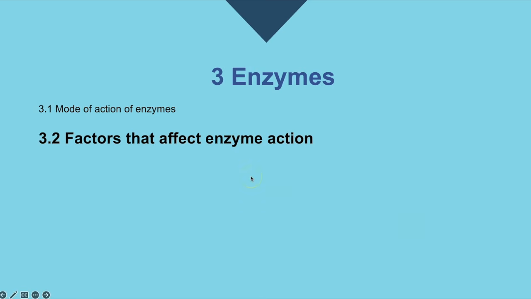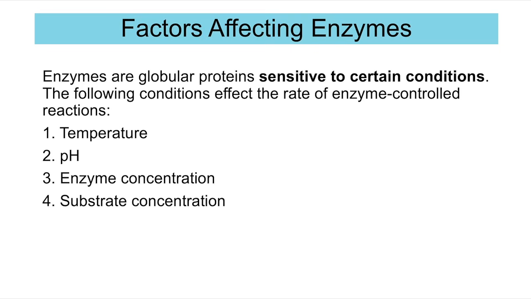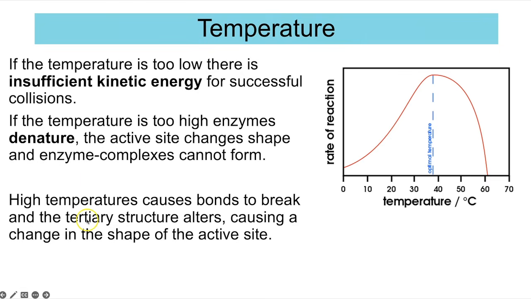Next, then we have a look at the factors that affect enzyme action. And the key factors that you need to know about are temperature, pH, enzyme concentration, and substrate concentration. Now, the first two link back to what we were saying in the proteins part of this lesson, whereby enzymes are globular proteins, and globular proteins are less stable and therefore they're sensitive to certain conditions, meaning that they are more at risk of having tertiary structure bonds being broken, and therefore they lose their unique 3D shape. And that's what temperature and pH cause to happen.